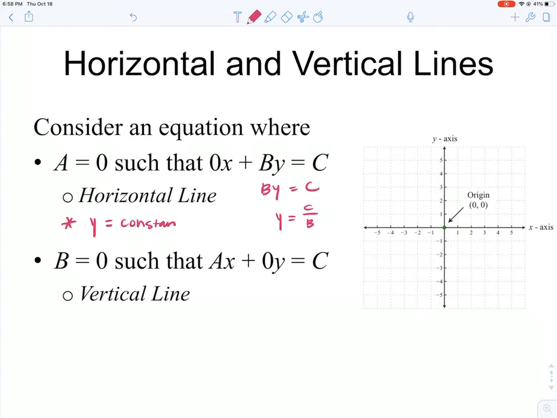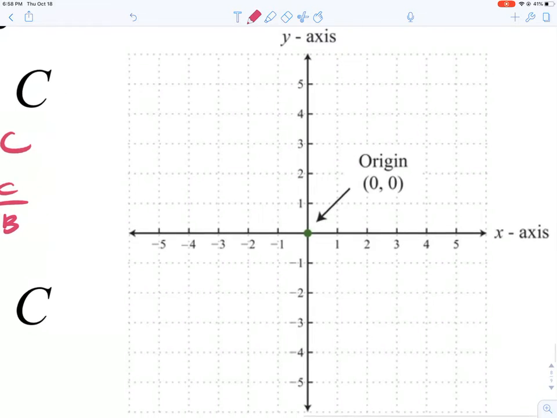Spell constant wrong. Okay, so y equals a number. That will give you a horizontal line, and you guys know what horizontal lines look like. So let's go ahead and draw a horizontal line. So how about here?